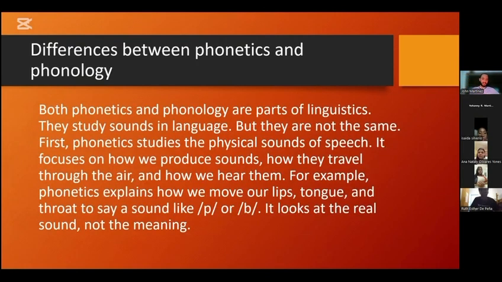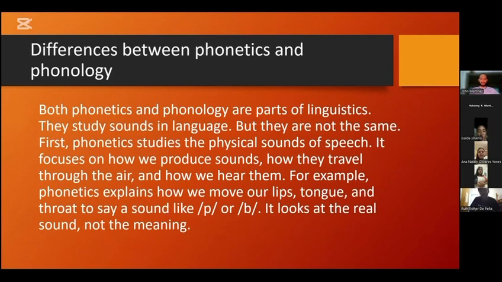Both are related, but they are not the same. First, phonetics studies the physical sounds of speech. It focuses on how we produce sounds, how they go through the air, and how we hear them. For example, phonetics explains how we move our lips, tongue, and throat to say a sound like P or B. It looks at the real sound, not the meaning.